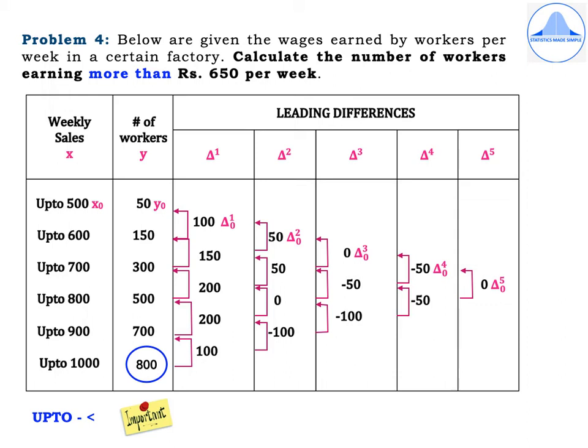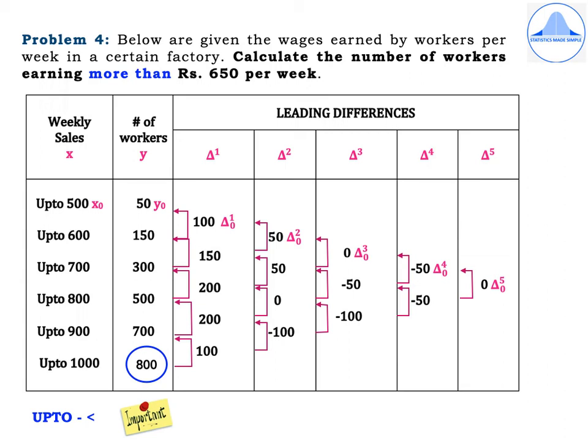So now what is the first step? Mark weekly sales as X, number of workers as Y, and the value 500 will be marked as x0 and 50 is marked as y0. Let us now find out the leading differences, and here you have the leading differences up to delta to the power 5. So form the columns delta to the power 1, delta square, delta cube, delta to the power 4 and delta to the power 5. By now you will know how to find out the differences and how to place the values.